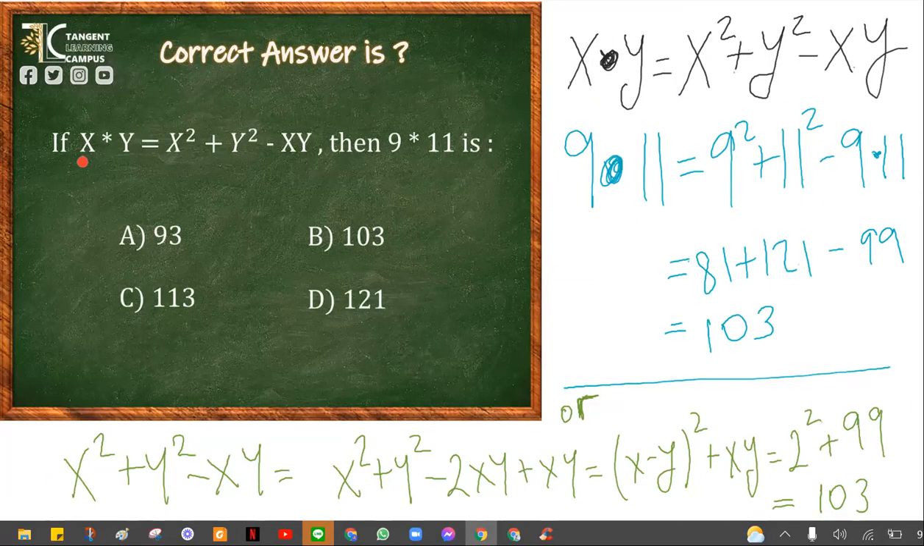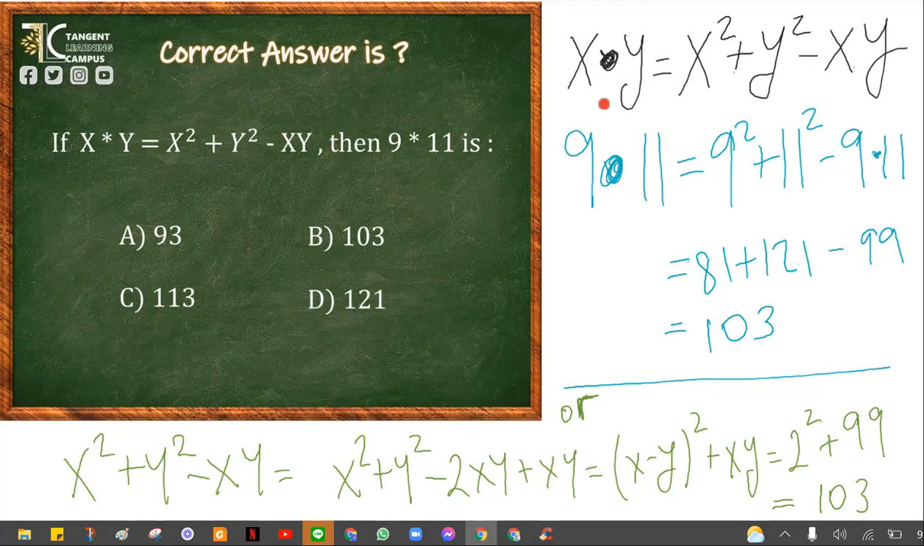And our final question is about operations. So here, x operation y is defined as x squared plus y squared minus xy. So what is 9 operation 11? It means that instead of x and y, write 9 and 11 and calculate the value of this.